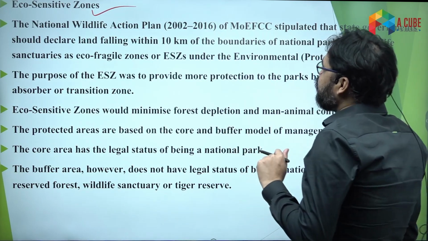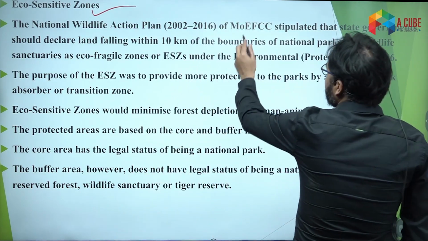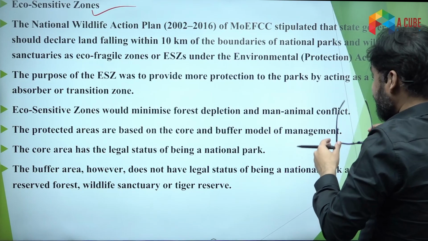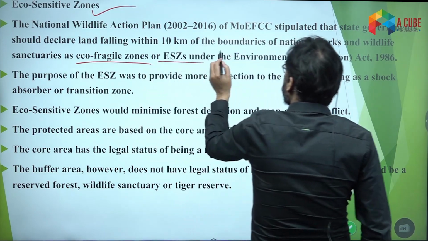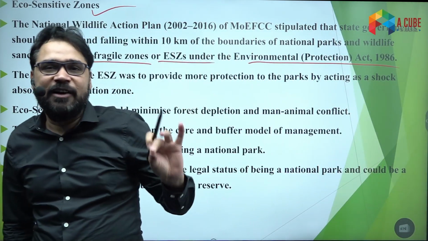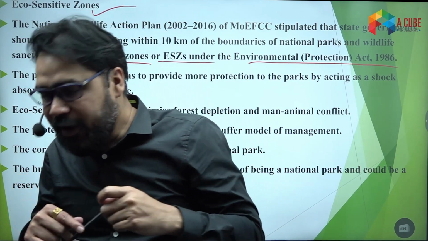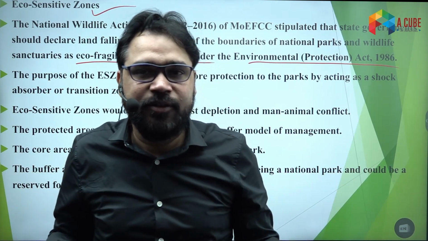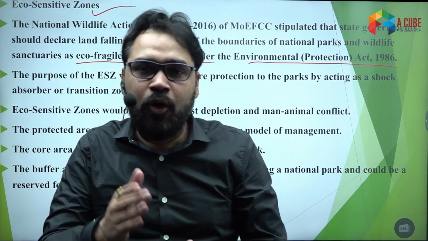The National Wildlife Action Plan 2002 to 2016, I said, Wildlife Action Plan started in which year? 2002. The Ministry of Environment, Forest and Climate Change stipulated that state governments should declare land falling within 10 kilometers of the boundary of national parks and wildlife sanctuaries as eco-fragile zones or eco-sensitive zones under the Environmental Protection Act of 1986. This plan said to all the state governments that if there is a national park or wildlife sanctuary in your area, from all directions, another 10-kilometer area should be declared as eco-sensitive zone or eco-fragile zone.